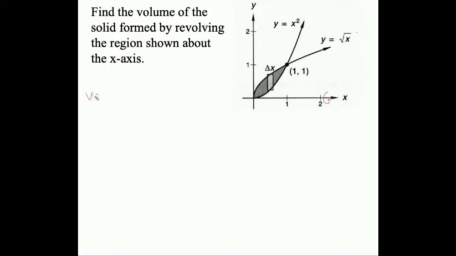The volume is going to be the integral in terms of x, so we'll just put from a to b right now, of pi times the larger radius squared minus pi times the smaller radius squared. And since we're going around the x-axis, this is dx. So we want to make sure we have x's in here and our indices here are in terms of x. So let's take a look.